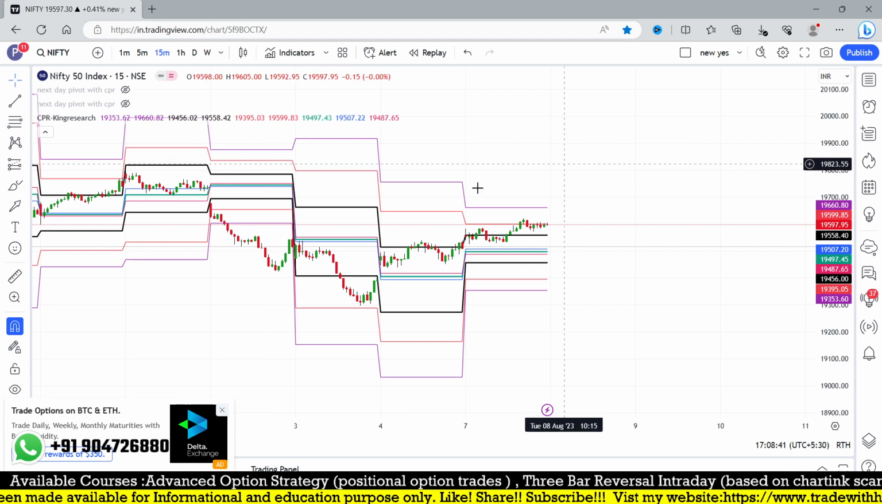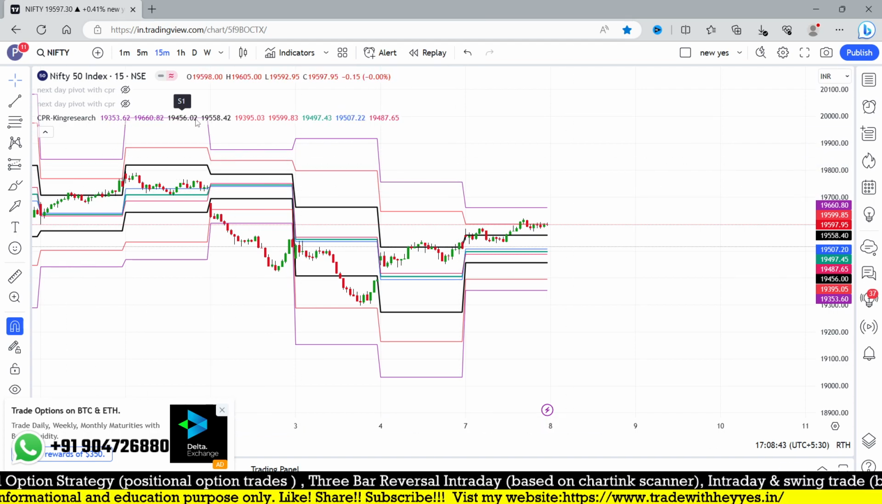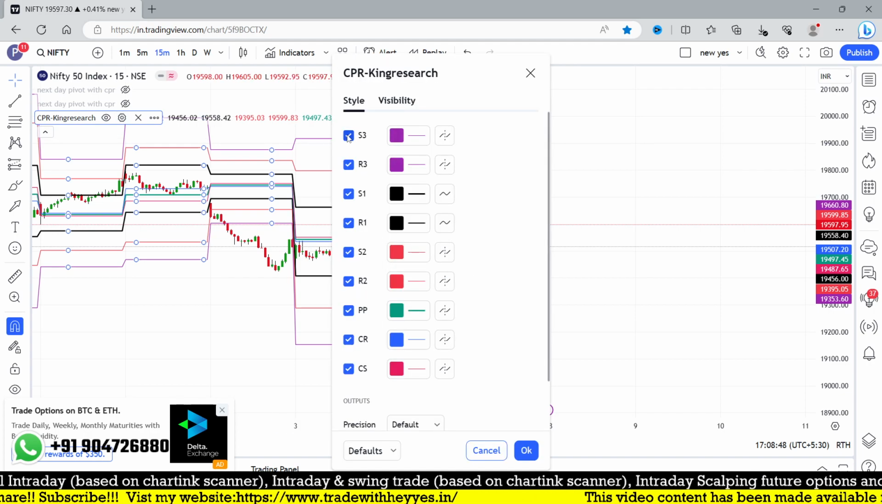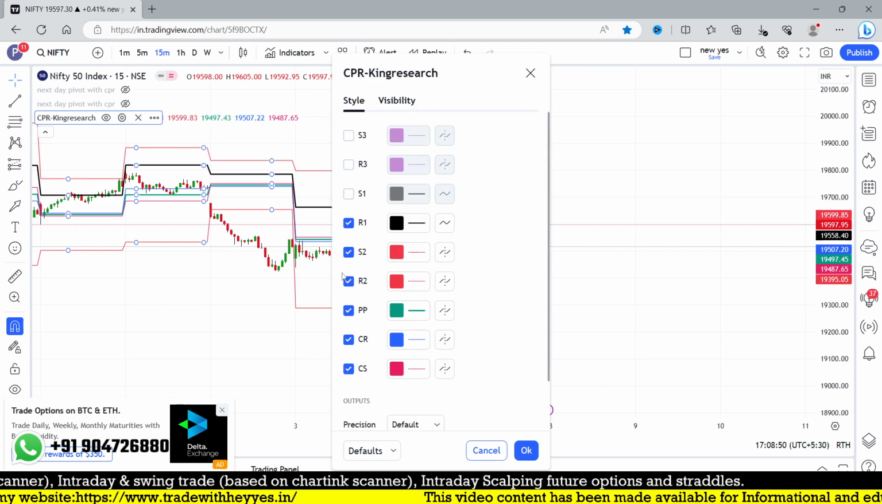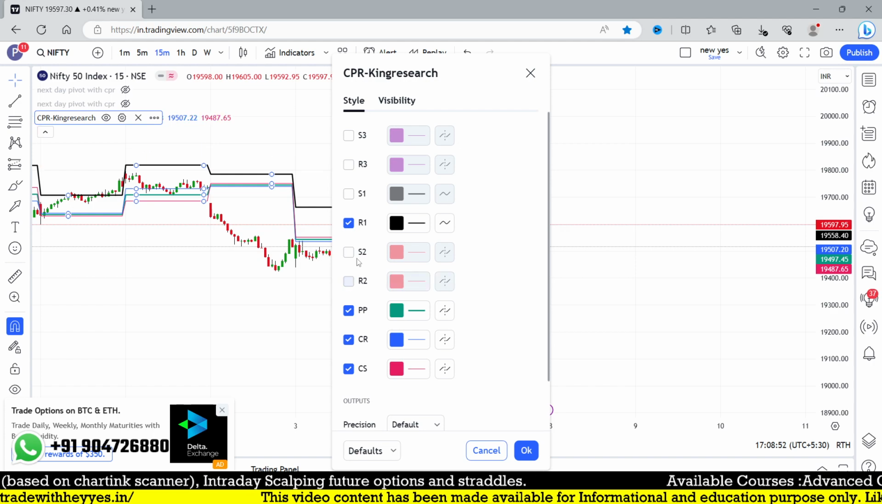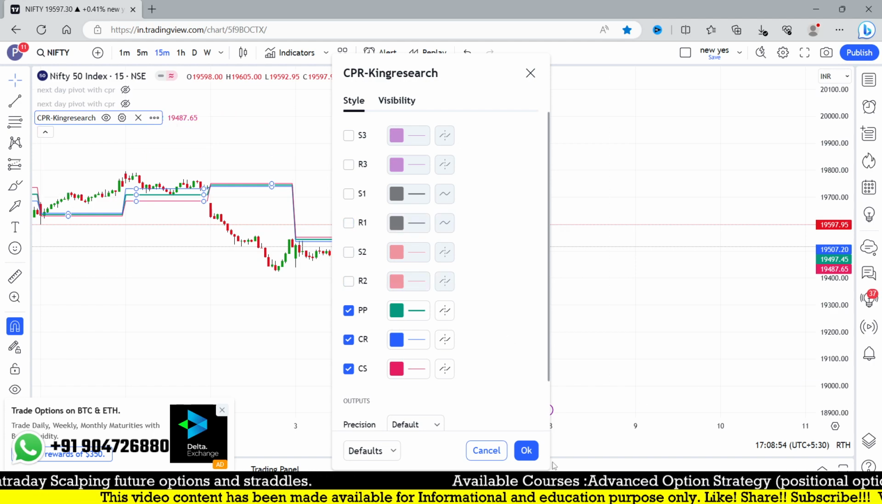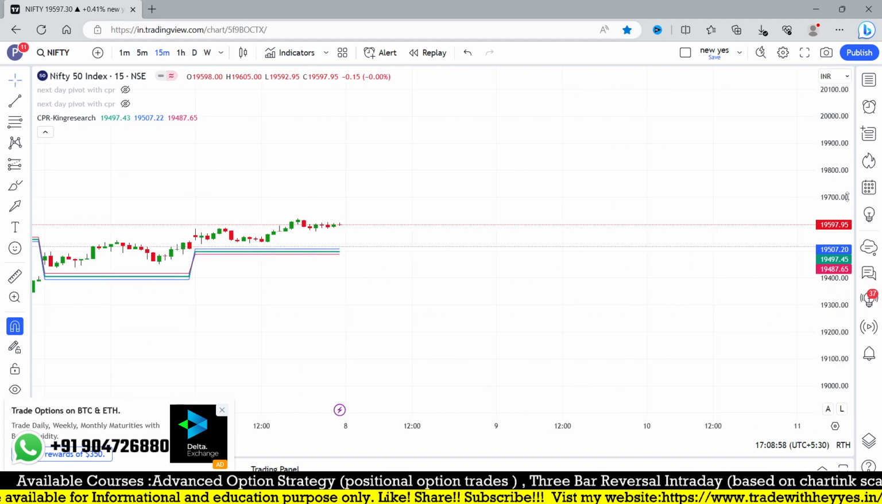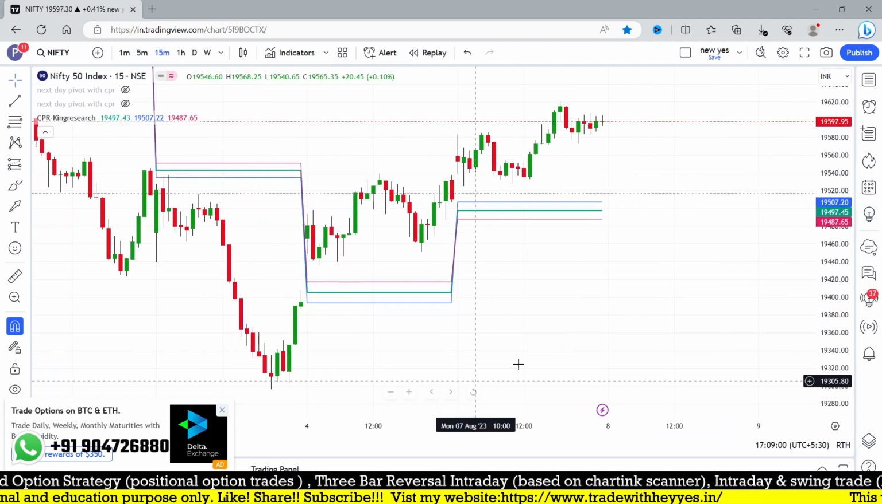Okay, so we know the three levels. I will show you only the three levels, TC, BC, and PO. Let me remove S3 and the other levels, so we will only have the pivot point, the top CPR and the bottom CPR. Can you see the top CPR and bottom CPR?